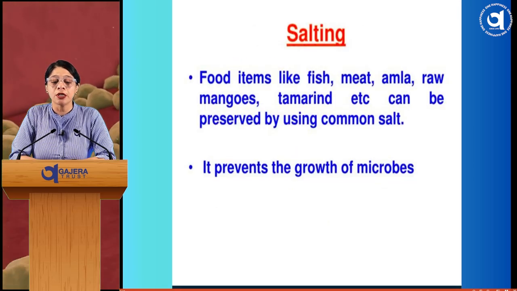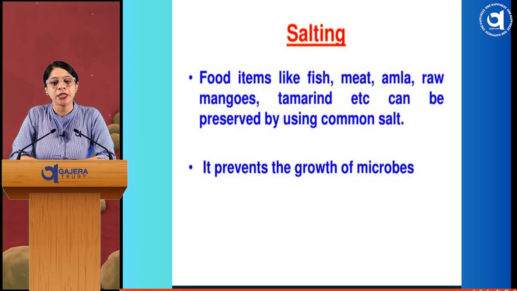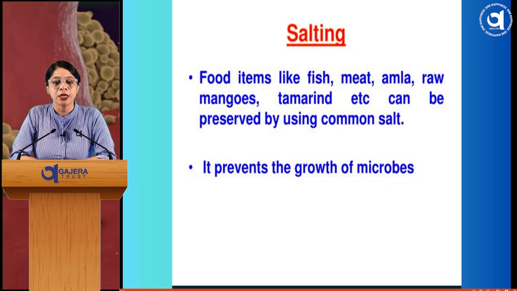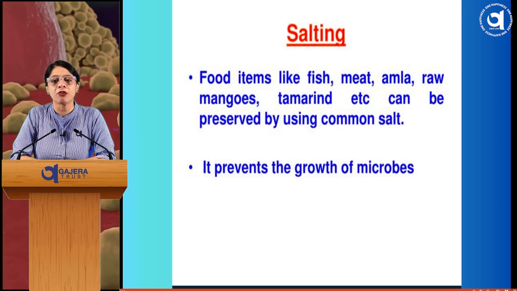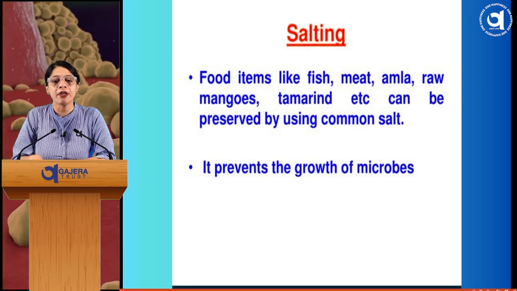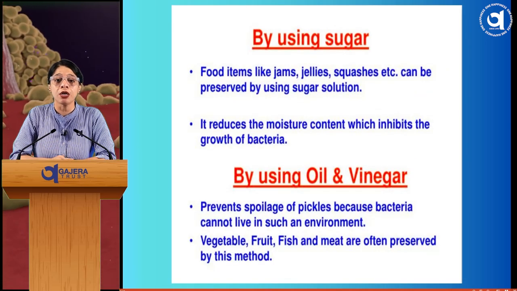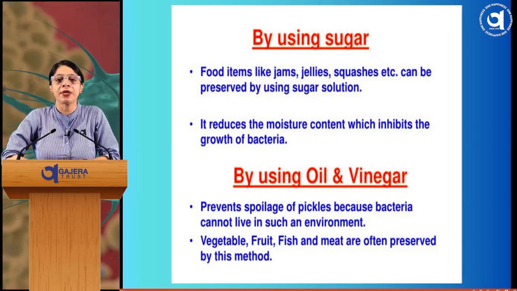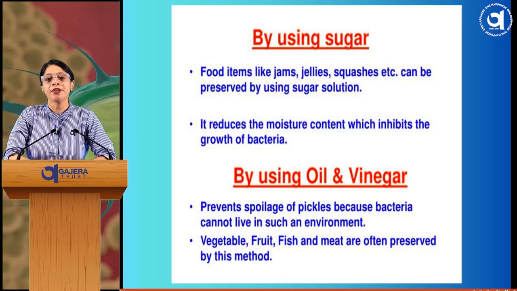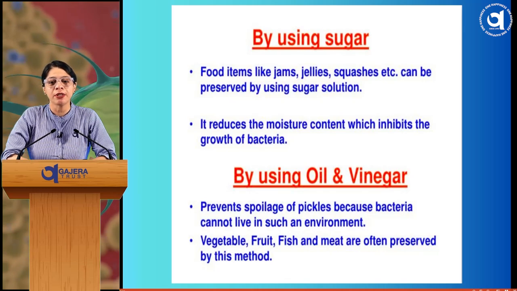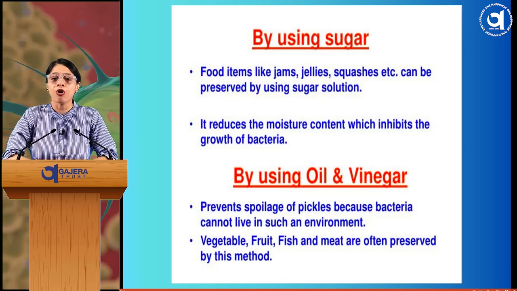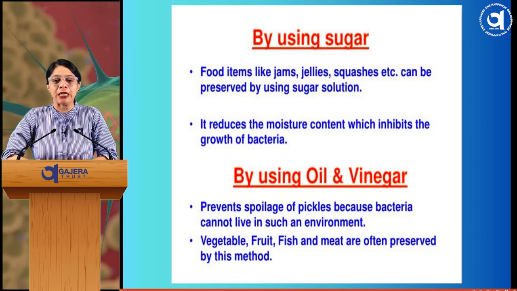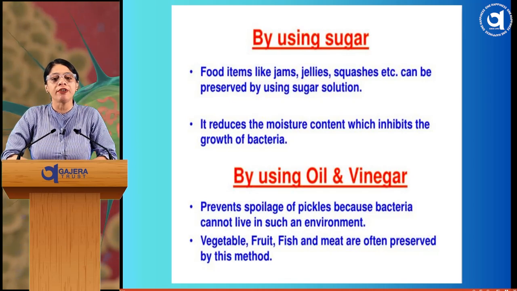So, the salting method. Food items like fish, meat, amla, raw mangoes, tamarind, etc. can be preserved by using common salt. It prevents the growth of microbes. By using sugar: food items like jellies, etc. can be preserved by using sugar solution. It reduces the moisture content, which inhibits the growth of bacteria. By using oil and vinegar: this prevents spoilage of pickles because bacteria cannot live in such an environment. Vegetables, fruits, fish and meat are often preserved by this method.